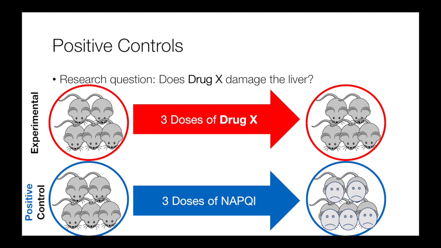I look at my results. My positive control, NAPQI, has liver damage. Therefore, I know that my experimental setup worked because my positive control turned up the expected results. My experimental group, drug X, does not have liver damage. I know this by comparing it to the NAPQI group, our positive control.